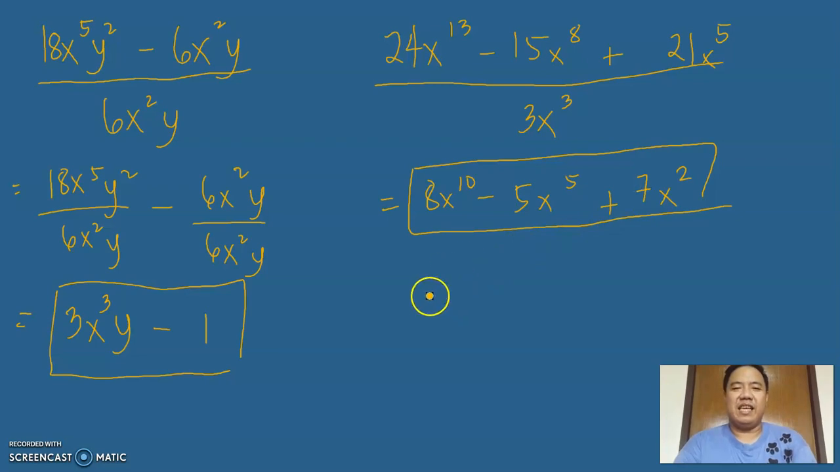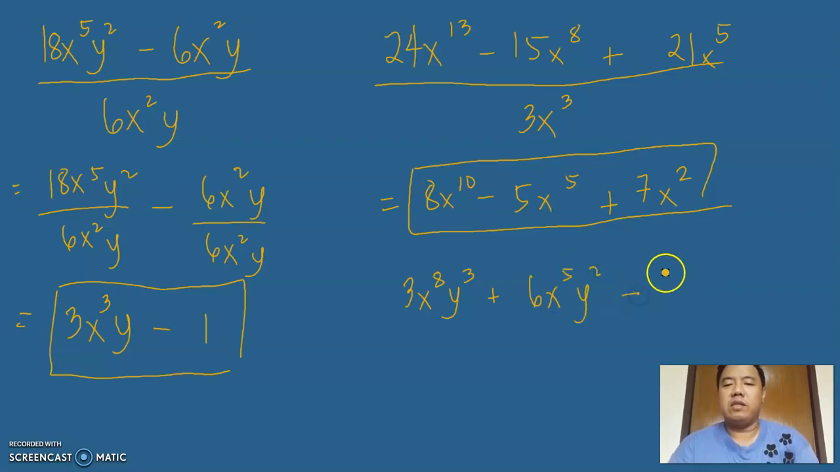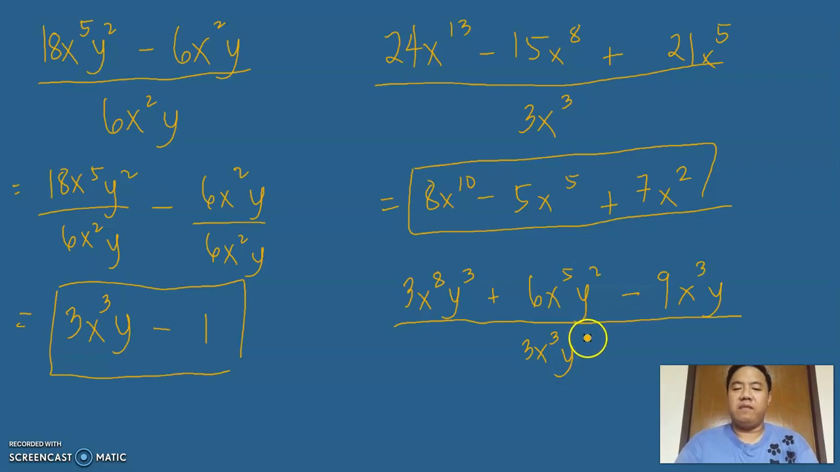Very good. Sige, isa pa para mas lalong masanay, di ba? Okay. So, we have here 3x raised to 8, y raised to 3, plus 6x raised to 5, y raised to 2, minus 9x raised to 3, y to be divided by 3x raised to 3y. So, pause the video again. And then, so what will be our answer?